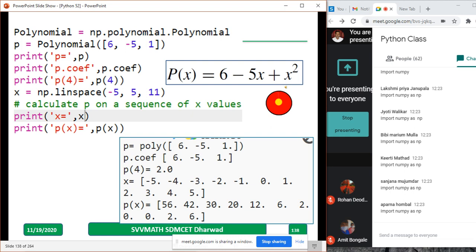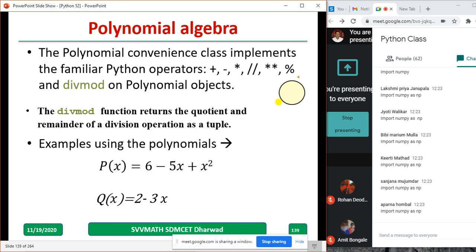Okay. Let me go to the next slide. Polynomial algebra. The polynomial convenience class implements a family of Python operators. All of you know plus, minus, division, power, percentage, these things you have used, and another is divmod on polynomial objects. Just copy down this slide.